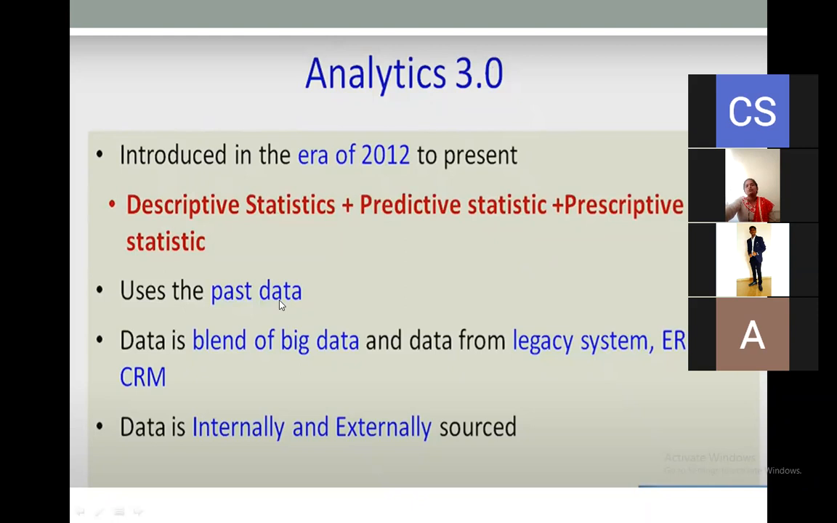For that, they are going to use past data and current data. And what are the sources for that data? The data is a blend within big data. You know that it consists of structured, unstructured, and semi-structured data, so there are internal and external sources. Internal sources are the legacy system, ERP system, and CRM system. We collect the internal data from those, and by using the website and other external sources, we collect the external data.